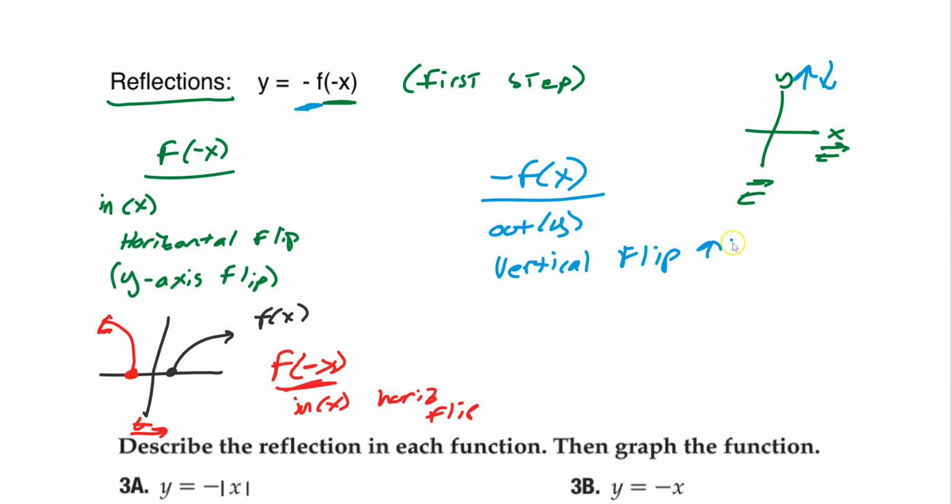We're going to flip it up and down. Most books call this an x-axis flip for the same idea. So you flip it up and down, you're flipping it across the x-axis. Again, for me that's a little confusing. I prefer vertical flip, so you flip it up and down.